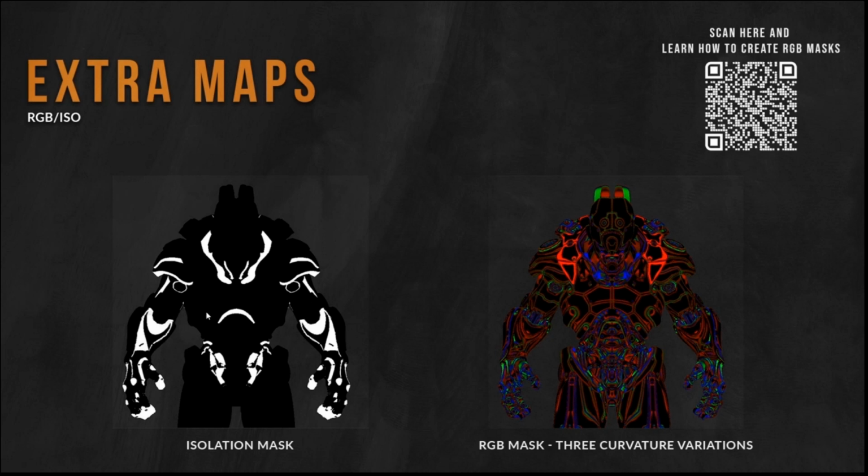Some people might have a material ID that has different colors for each material, or black and white maps, such as this one. It would depend a lot on your preference, on the preference of the shader artist. And there are also RGB masks that you can create. The good thing about RGB masks is that you can store three types of maps into one single image. If you scan this QR code, there's an article that I wrote about RGB masks and how to create them. It's pretty useful.